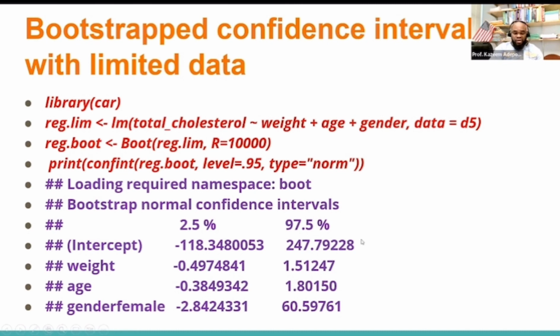The confidence interval generated here, compared to what we had before for age, from negative. Okay, this is also telling us that the age is not significant, just like what the sample was telling us.